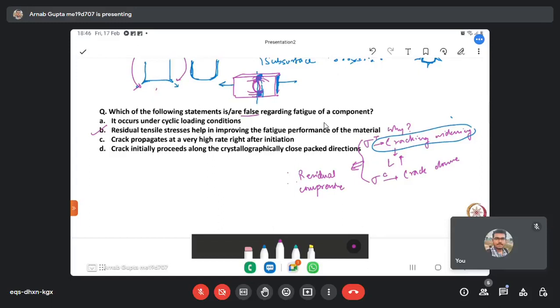So if you see the third option, it propagates at a very high rate right after initiation. So is this correct?